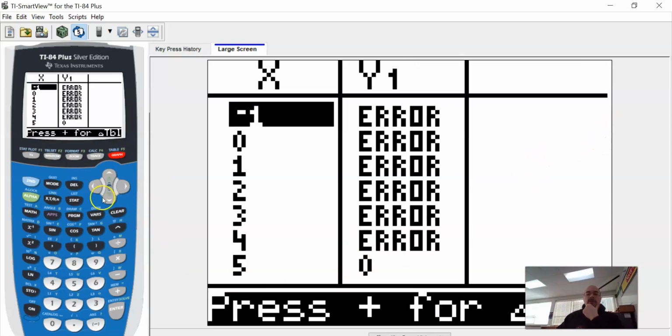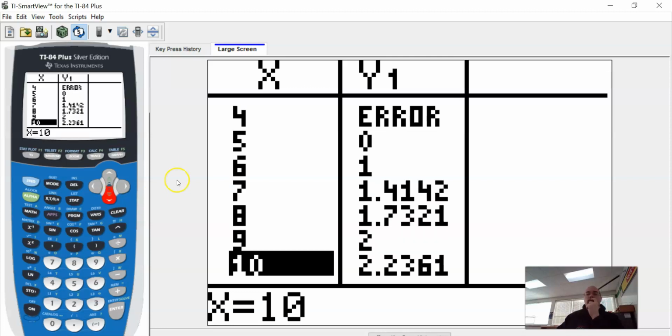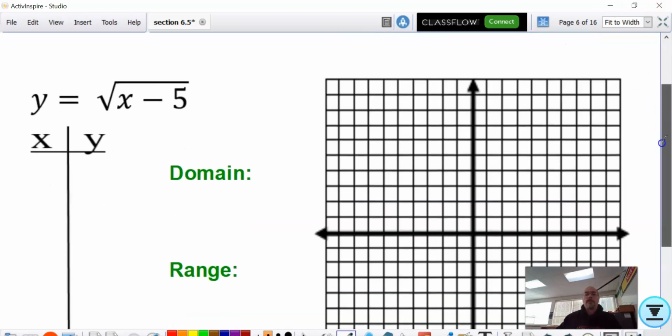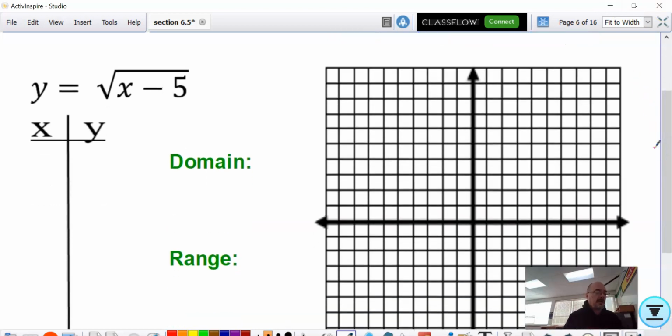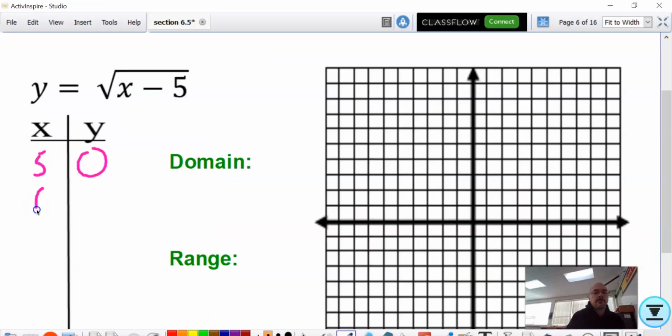Lots of error messages here. So let's go down. Looks like the first one that is not an error is the 5, 0. So 5, 0, 6, 1, 9, 2. I'm going to go ahead and put those in my table. So what did we have again? We had 5, 0, 6, 1, 9, 2.